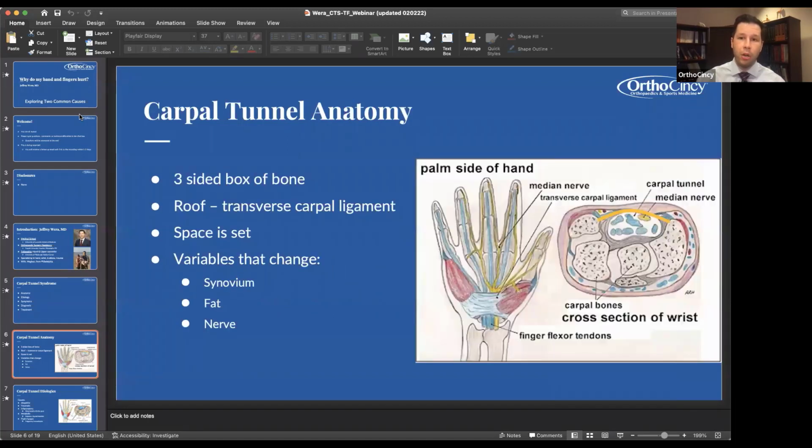So briefly, the carpal tunnel anatomy, this is gonna be focusing on right at that wrist crease, right where your hand meets your forearm. So the carpal tunnel is essentially a box. 3 sides of that box is made of bone, and then the roof of it is the transverse carpal ligament. So the space is set, the bones don't really move. The transverse carpal ligament's very, very thick.